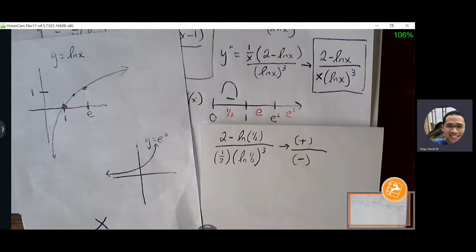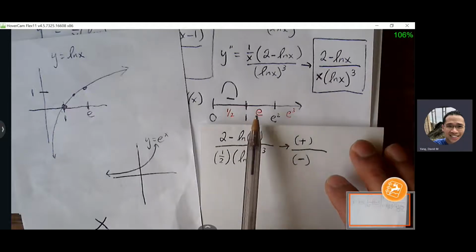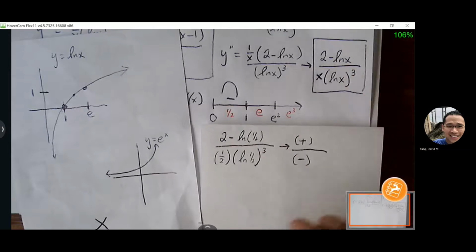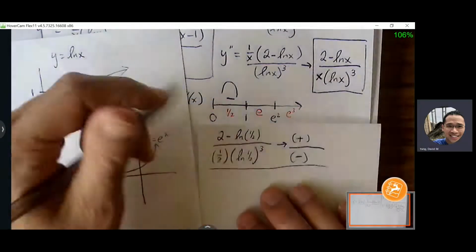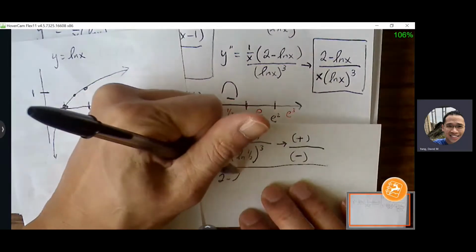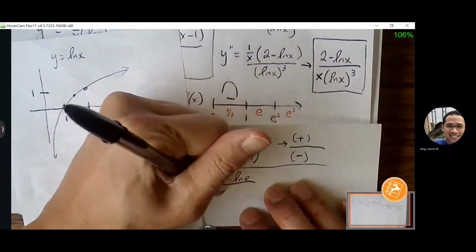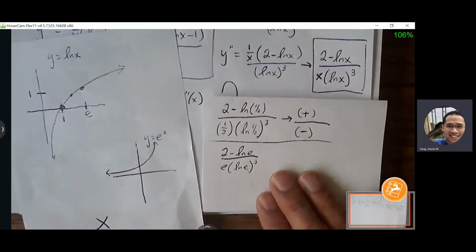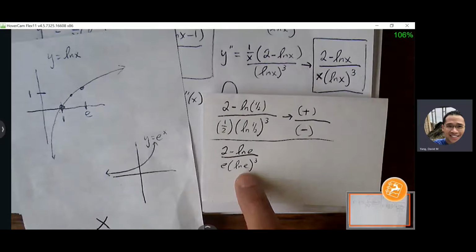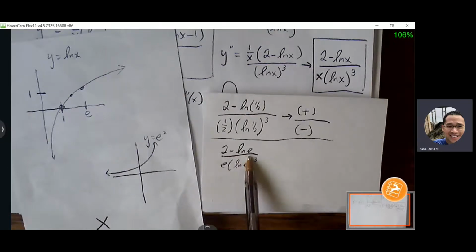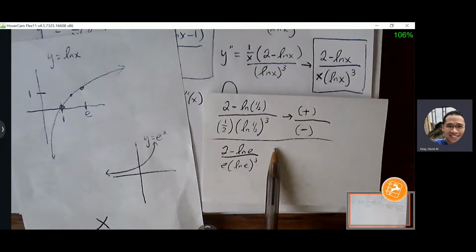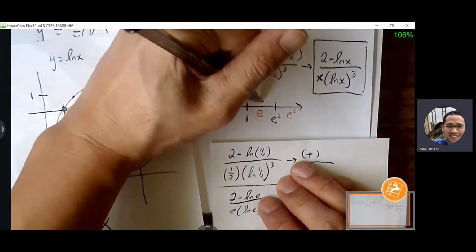Next up, e. 2 minus natural log of e over e natural log of e cubed. You know the denominator is going to be positive. What's natural log of e going to be? 1. 2 minus 1 is still 1, right? Positive over positive. Concave up.